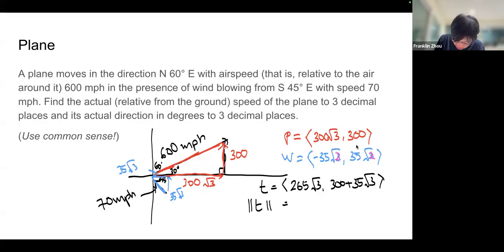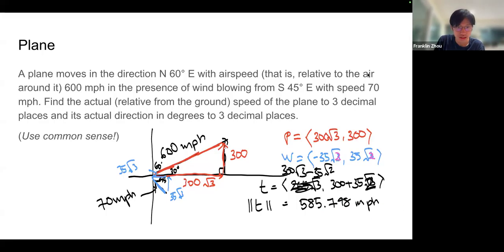Oh yeah, I made a mistake. Whatever. You get the idea. It's just 300 root 3. And if we square it, if we just use the Pythagorean theorem or norm formula, whatever you want to call it, it would be 585.798 miles per hour.